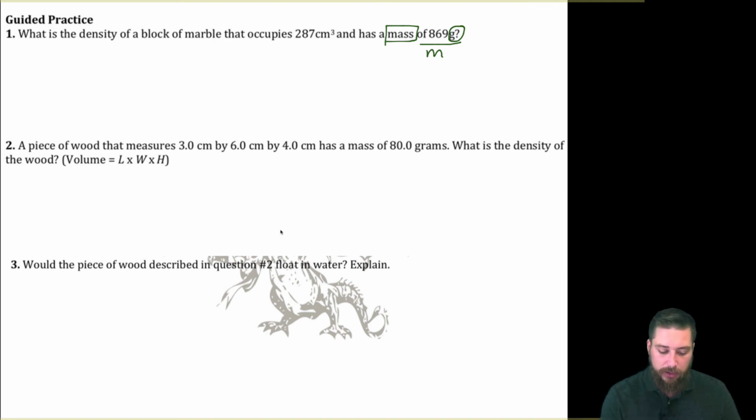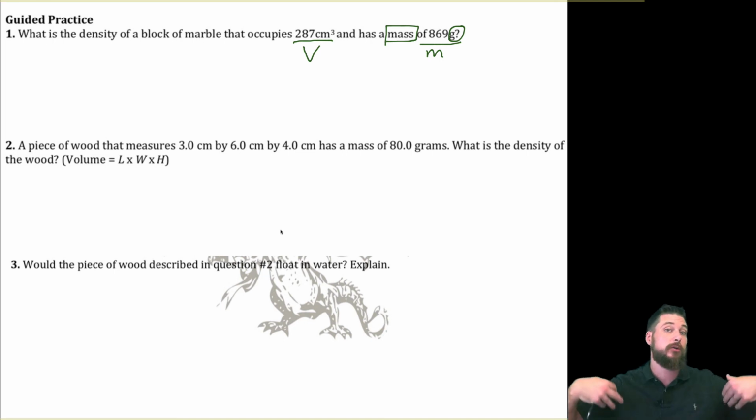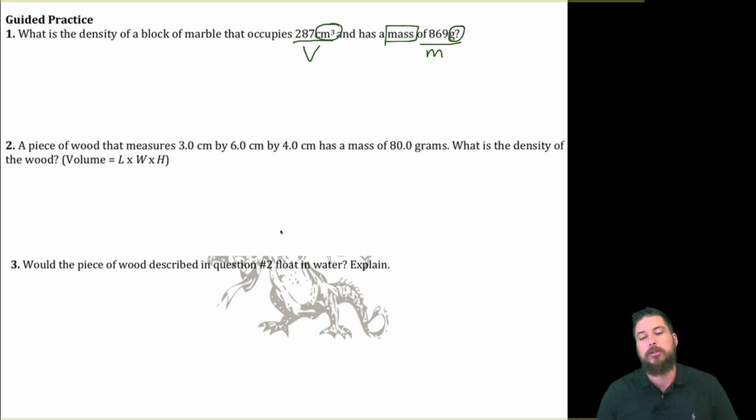Now, what about this number here? Well, this number is a volume. And again, there are two ways of knowing. It says the word occupies. The word occupies implies that it's taking up some amount of space, which is what volume is. For example, like I'm occupying this right here, and my volume is whatever amount of space I'm occupying. The other way we know is the units are centimeters cubed. So the units for volume are centimeters cubed. Now, what is it asking for? It's asking for the density.